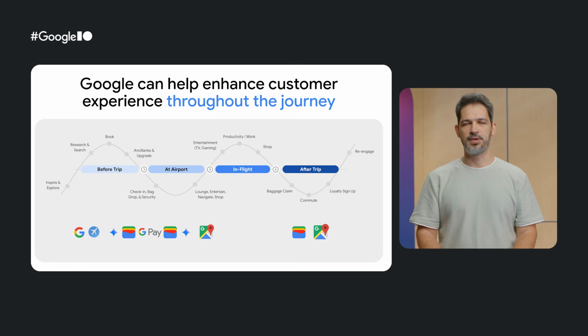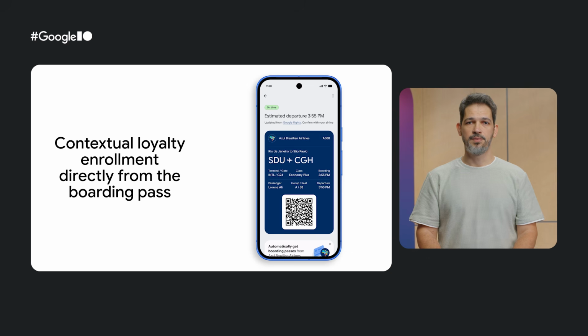Take flights, for example. We are enhancing the experience for flyers before, during, and after the trip. Starting before the trip, we will soon enable contextual loyalty enrollment directly on the boarding pass. This makes it easy for flyers to discover and enroll in their favorite airlines' frequent flyer programs. Any airline that implements our loyalty API can take advantage of this feature to help grow their enrolled user base.